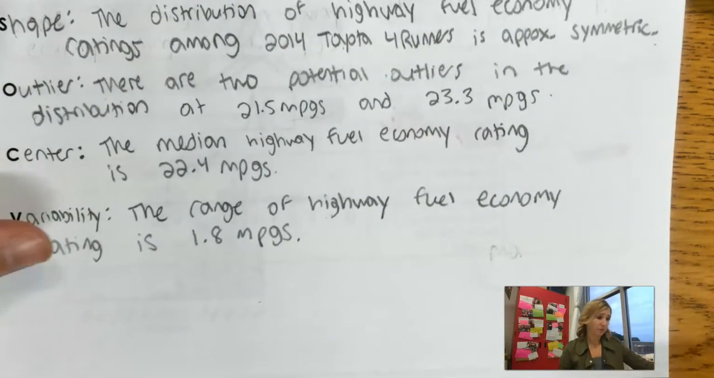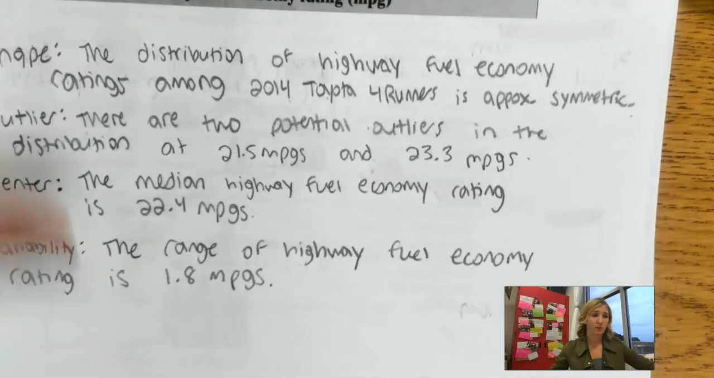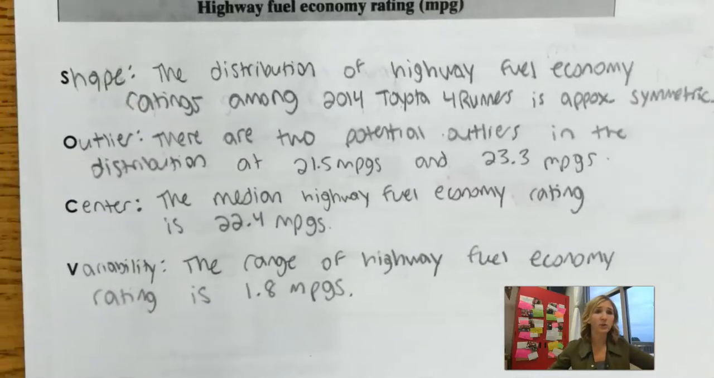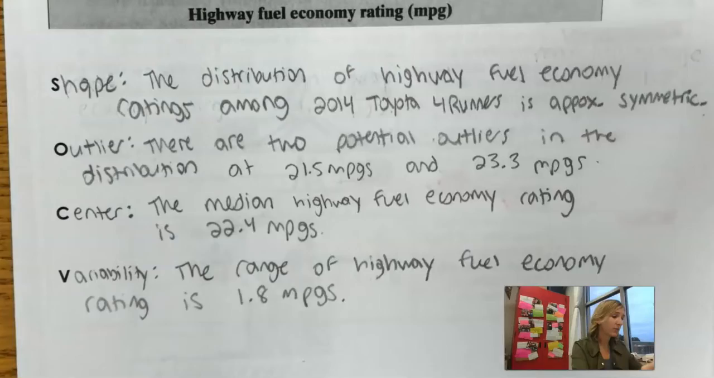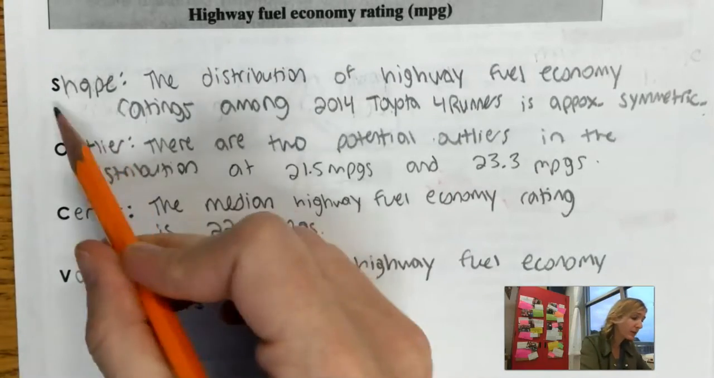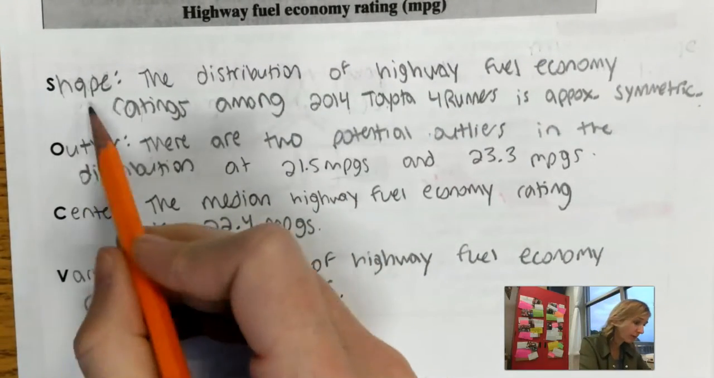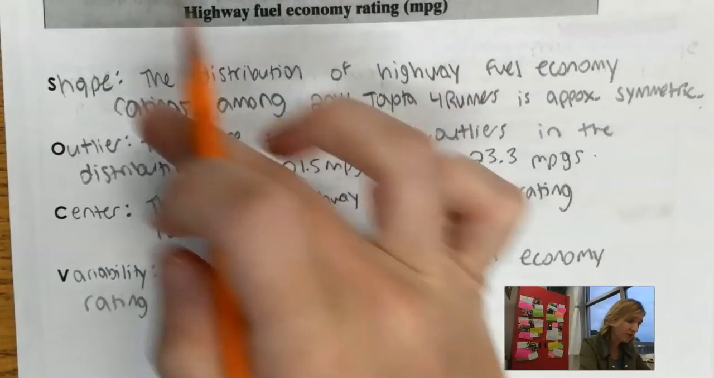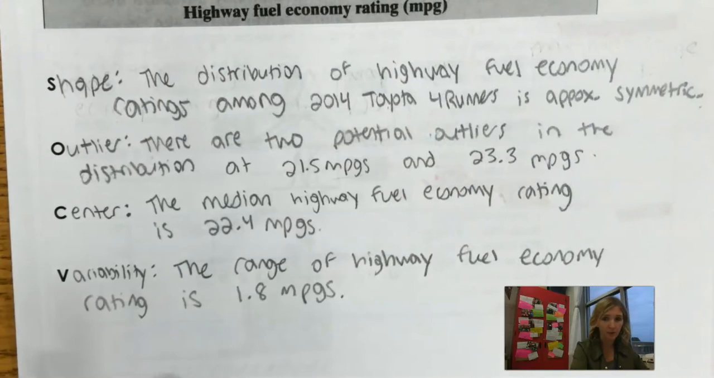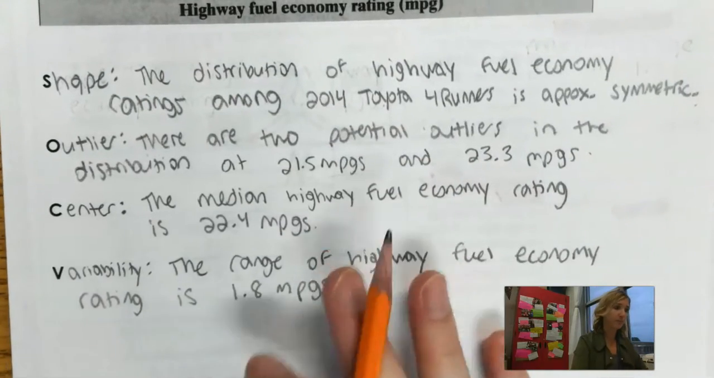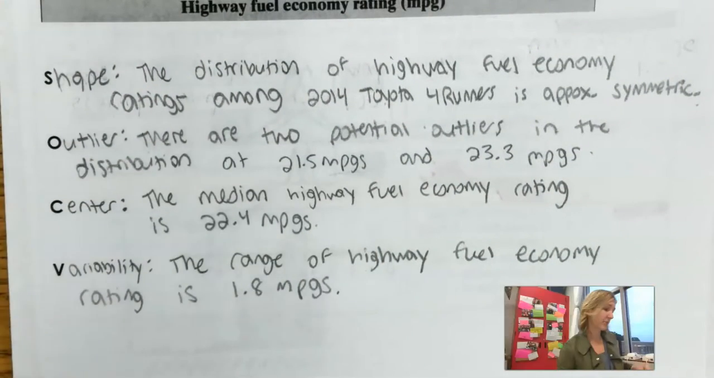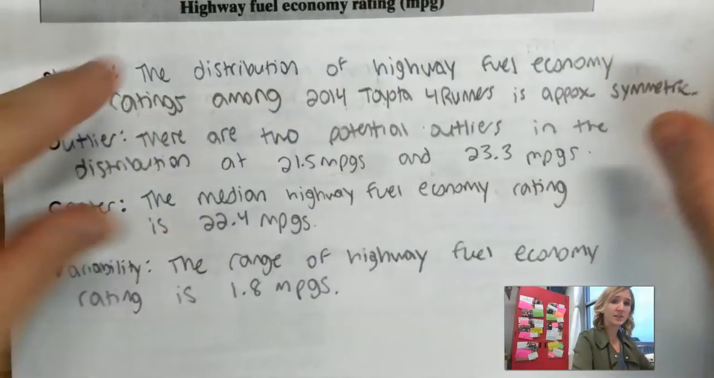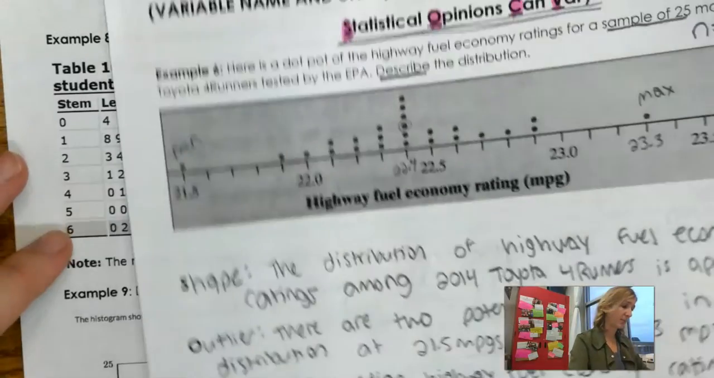So again, on an AP Statistics free response, if they ask you to describe the distribution, this is exactly what you're going to write. You can even write S-O-C-V out to the left, and you can write shape, outlier, center, and variability. But you need to have 4 different sentences addressing these specific things. That's it. That's all it is. All right, so let's get some more practice describing distributions with different graphs other than dot plots.